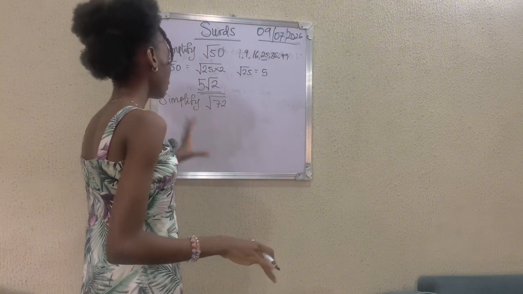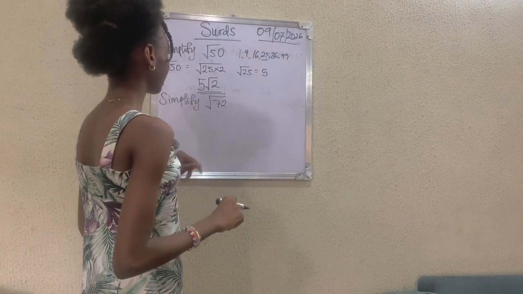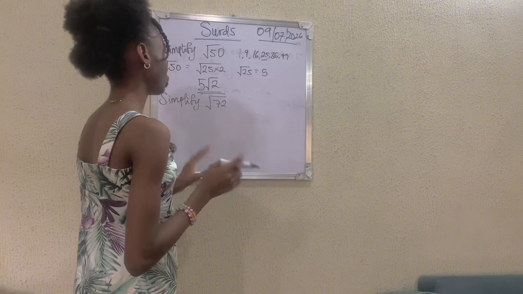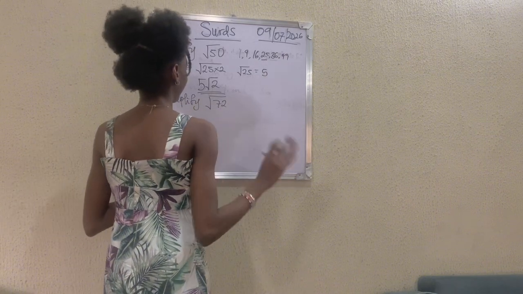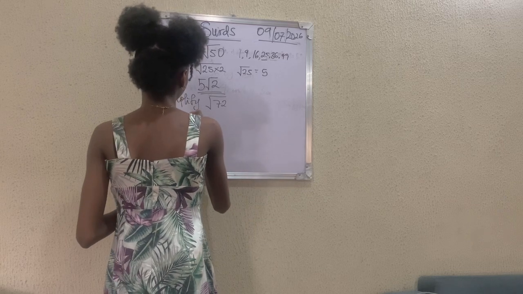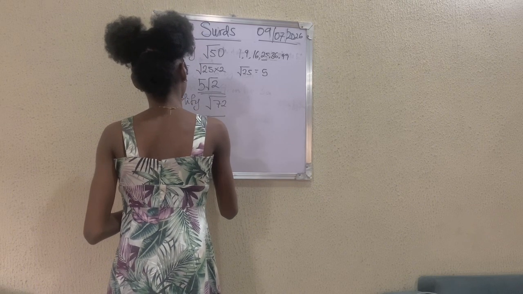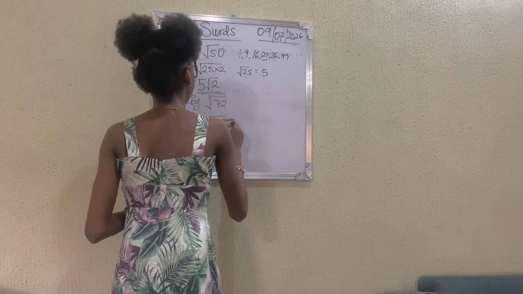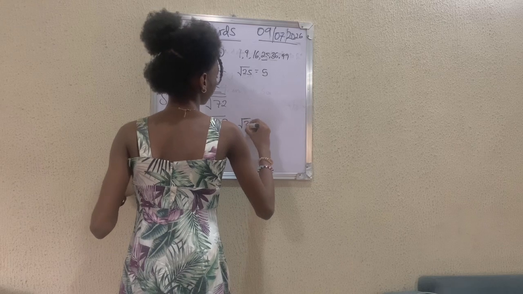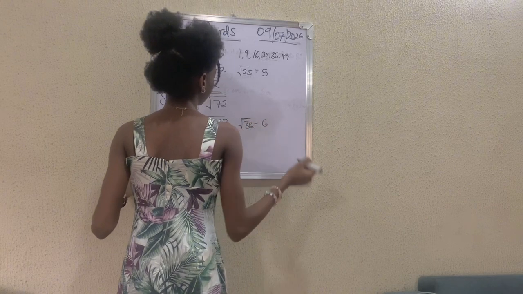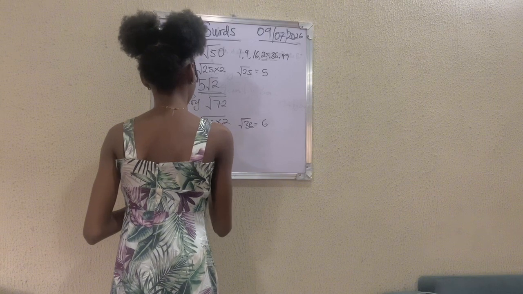And now for our second one, we have simplify the square root of 72. We're also going to be looking for a square number that can divide 72 wholly, and we know that 36 can divide 72 without any remainder. So we're going to say that the square root of 72 is equal to the square root of 36 times 2. 36 times 2 is going to give us 72. Now, if we find the square root of 36, we're going to get 6. So that means the answer is going to be 6 the square root of 2.